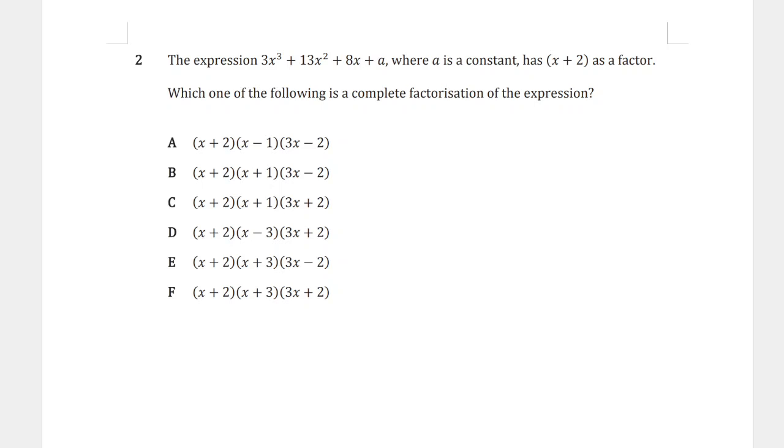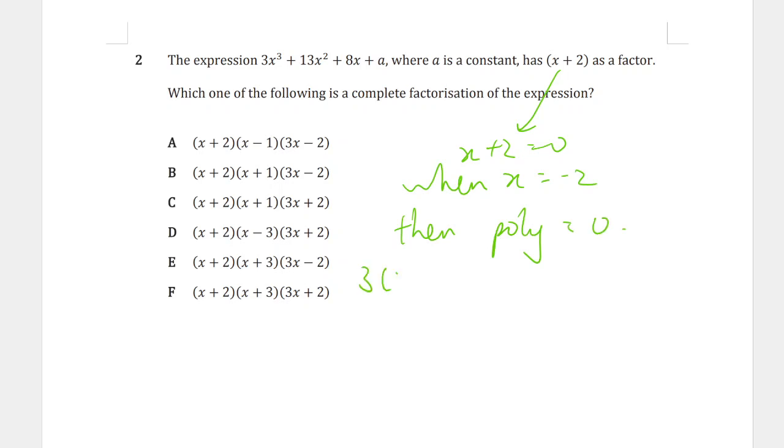Well, we know that x plus 2 is a factor, and by the factor theorem, what does it tell you? The factor theorem tells you that x plus 2 equals 0, so x equals negative 2. So when x equals negative 2, the polynomial should equal 0, right? So we do what we're told: 3 times negative 2 cubed plus 13 times negative 2 squared plus 8 times negative 2 plus a, this should be 0 because x plus 2 is a factor. And we know the factor theorem.